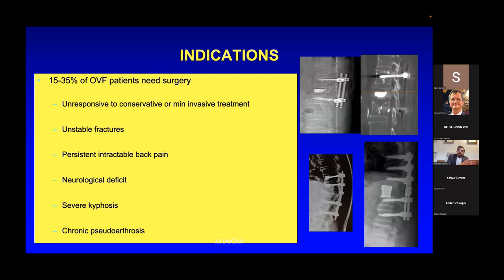So as I mentioned before, almost 25% of OVF patients need surgery. So let's look at the major surgical indications of osteoporotic vertebral fractures. Unresponsive conservative treatment, unstable fractures, persistent intractable back pain, neurological deficits, severe kyphosis, and chronic pseudoarthrosis need surgical treatment.